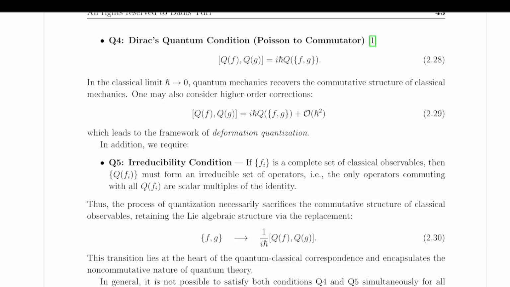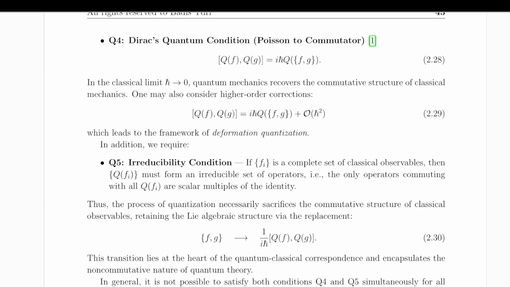Finally, a fifth condition, called the irreducibility condition. The quantum operators corresponding to a complete set of classical observables should generate an irreducible set of operators on the Hilbert space. Altogether, these conditions express the central idea that while we lose the classical commutativity, we retain the deep structure encoded by the Poisson bracket.